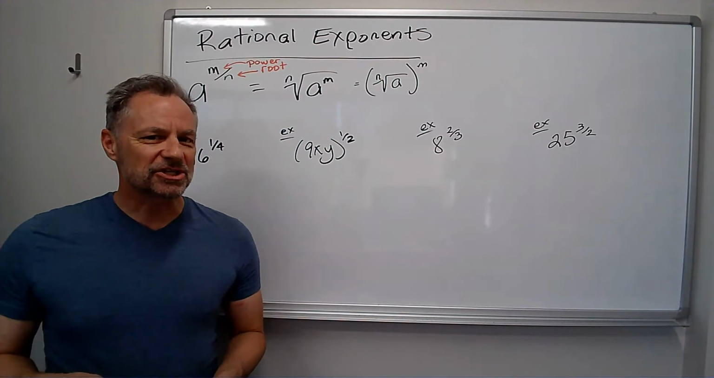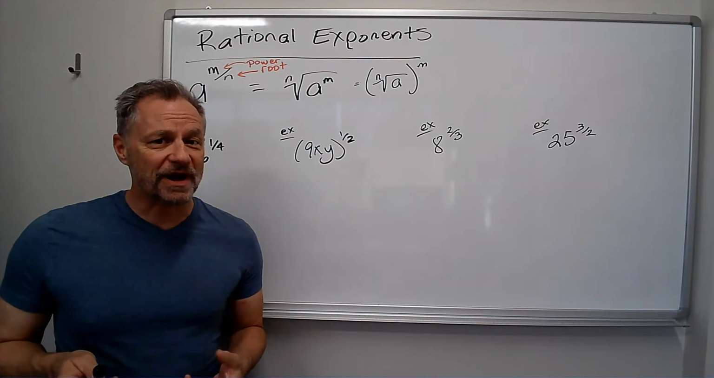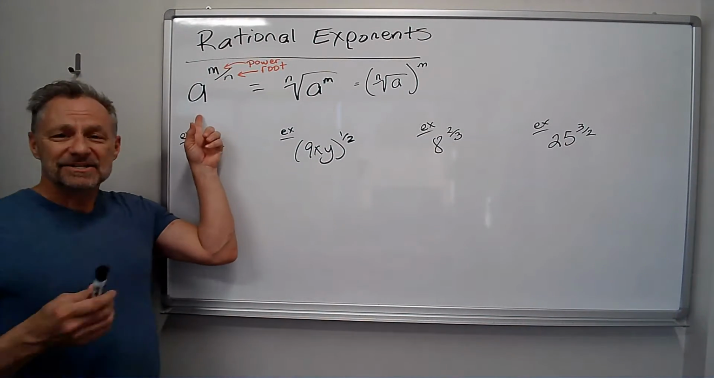Let's look at rational exponents. So remember, a rational number is a number that can be written as a fraction. So we've got exponents that are fractions. Here's the key to this.